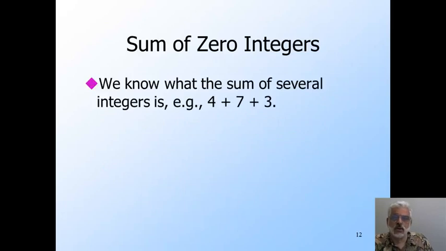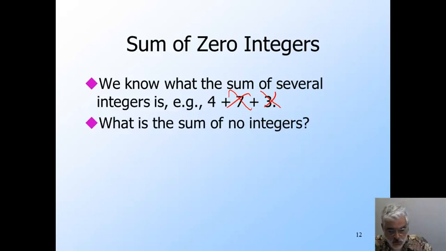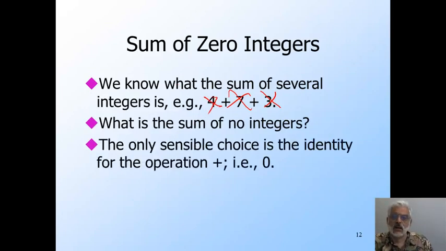So, for example, 4 plus 7 plus 3 equals 14, no problem. If I just want to sum 4 plus 7, cross out the 3, again no problem, that's 11. If I just want to sum the 4, no 7 there, fine, that sum is 4. Now, if I take the 4 away, what's left? What is its sum? I claim that in general we should take the operation applied to nothing to be the identity for that operation. For sums, the identity is 0.